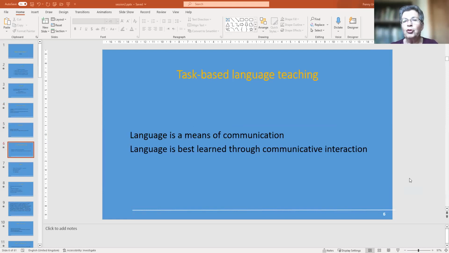Or task-based language teaching, based on the premise that language is basically a means of communication and best learned through communication, through communicative interaction. Okay, all okay so far? Anyone want to add anything?